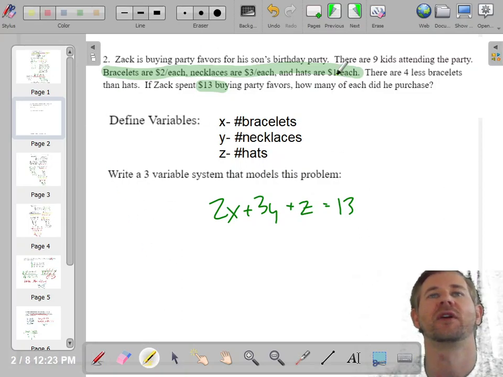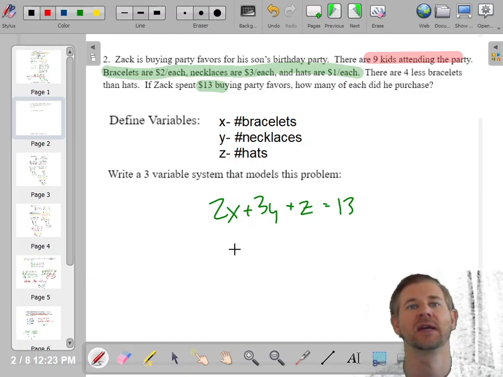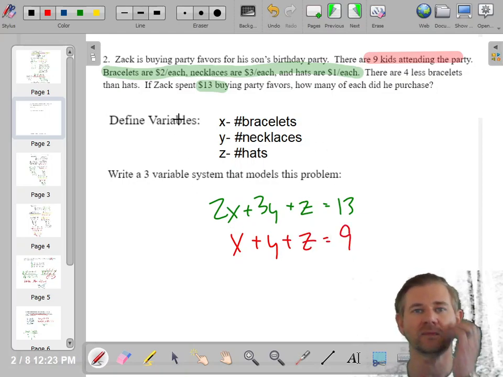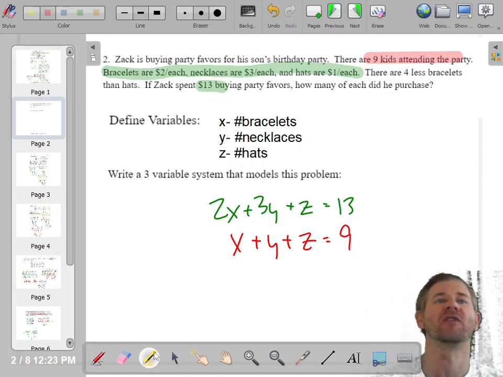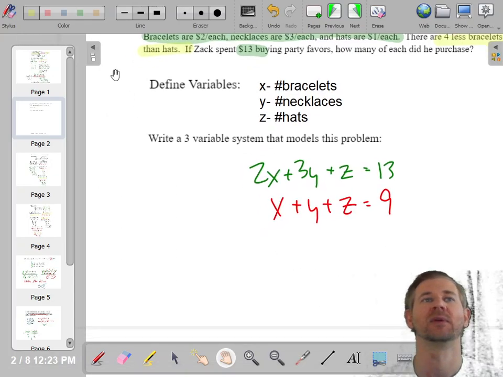What else do we know? There are 9 kids attending the party. So if each kid gets a party favor, we need to say x plus y plus z equals 9. And the last one is there are 4 less bracelets than hats. This is going to be easy to mess up, so let's make a table.